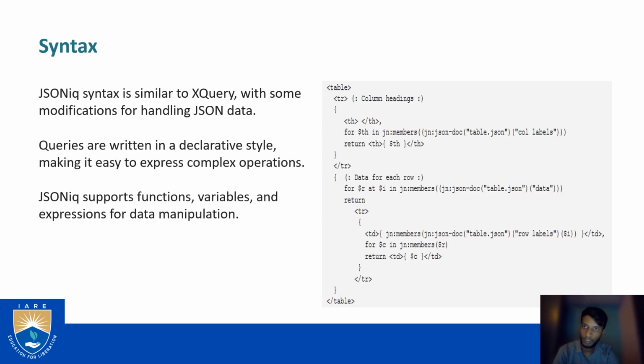Syntax. JSONiq syntax is similar to XQuery with some modifications for handling JSON data. Queries are written in a declarative style, making it easy to express complex operations. JSONiq supports functions, variables, and expressions for data manipulation. Here we can see the JSON syntax. We will write the code and insert the JSON code in the upload JSON query, so we can create the tables and rows of data by using the code.